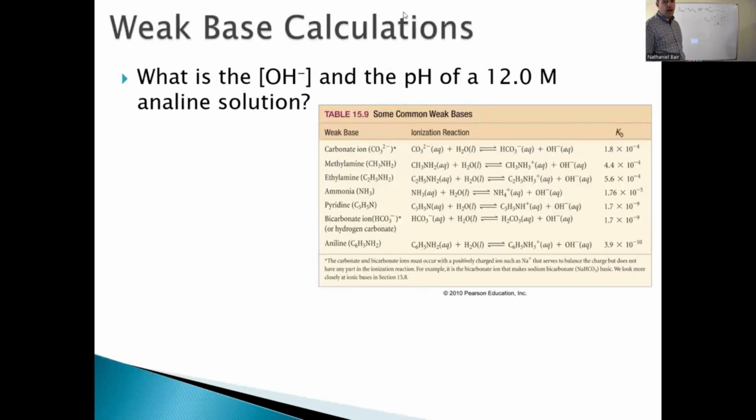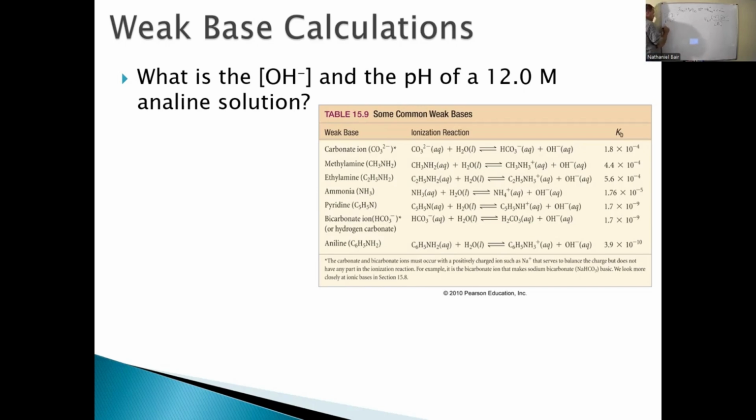What is the hydroxide concentration and the pH of a 12 molar aniline solution? In this problem, I just stole this chart out of an old textbook. You can look up the Kb value of aniline. It's right here. The Kb value of aniline is 3.9 times 10 to the negative 10th. So I'm going to steal some of this information here off the board. We want the hydroxide ion concentration, and we want the pH of the solution as well.